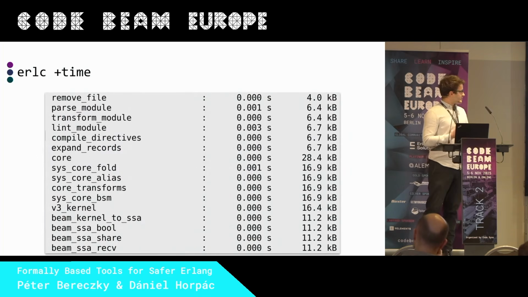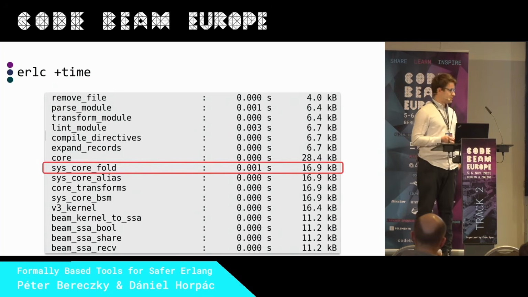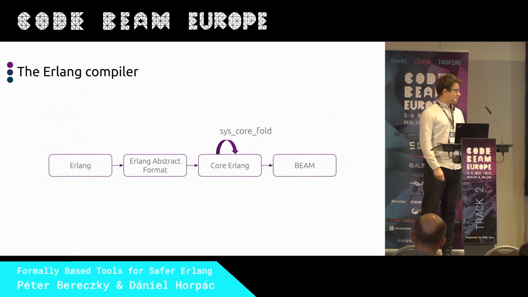You can compile an Erlang module with the time option, and it will tell you what compiler passes your code goes through. And I would like to draw attention to this one, which is called sys_core_fold. This compiler pass is responsible for an optimization called constant folding. And this is a compiler pass which happens in Core Erlang. So you already took your Erlang code, translated it to Core Erlang with the compiler, and one of the steps now does this constant folding optimization.